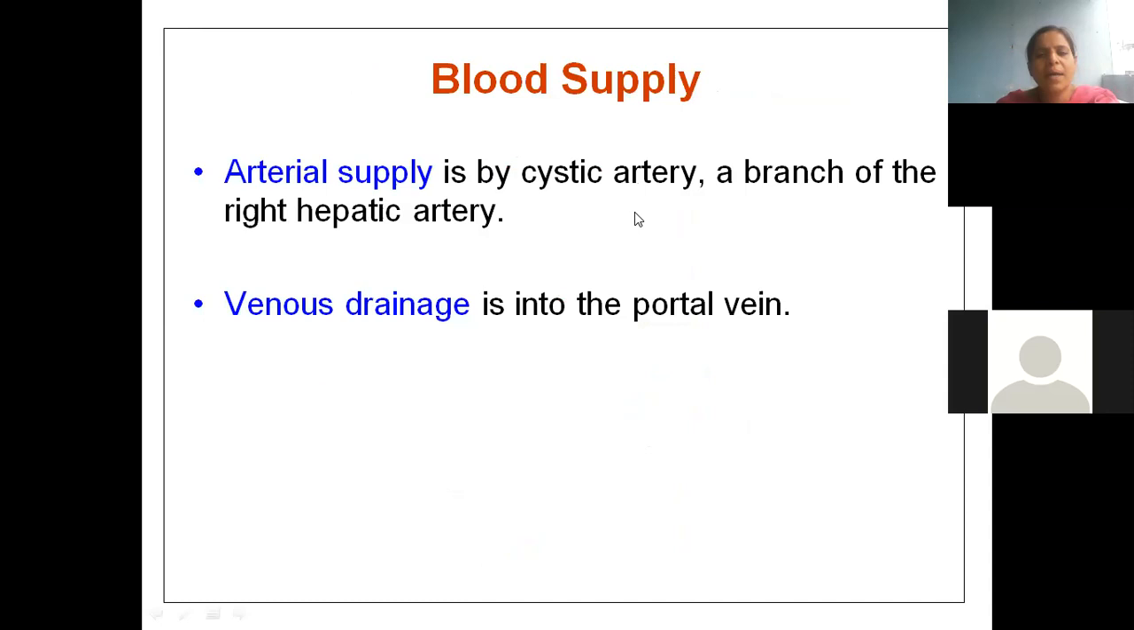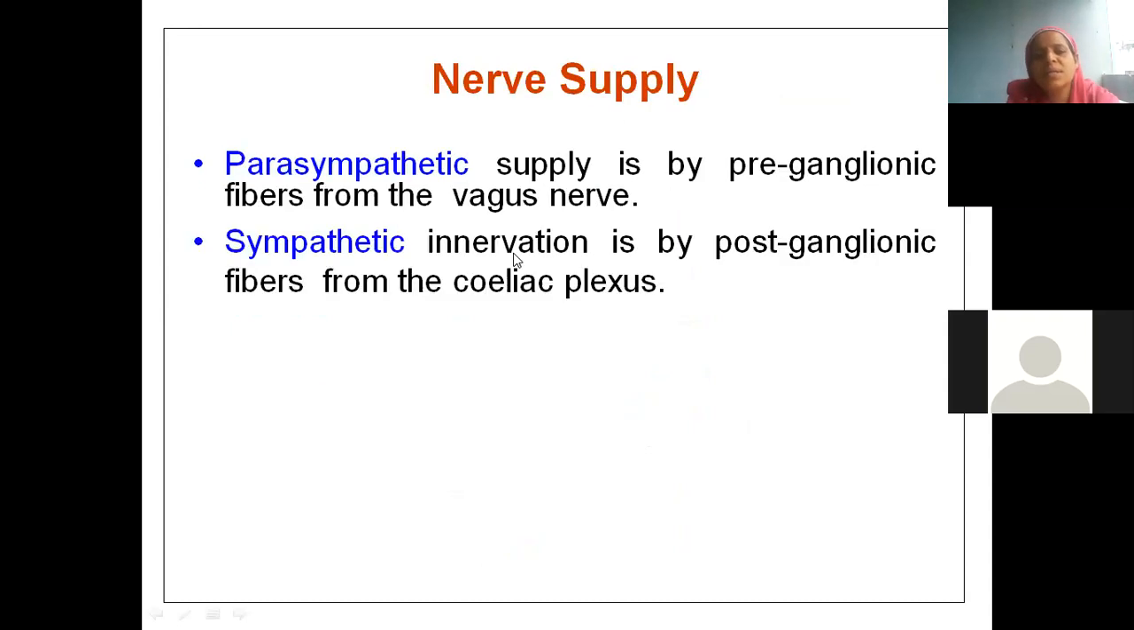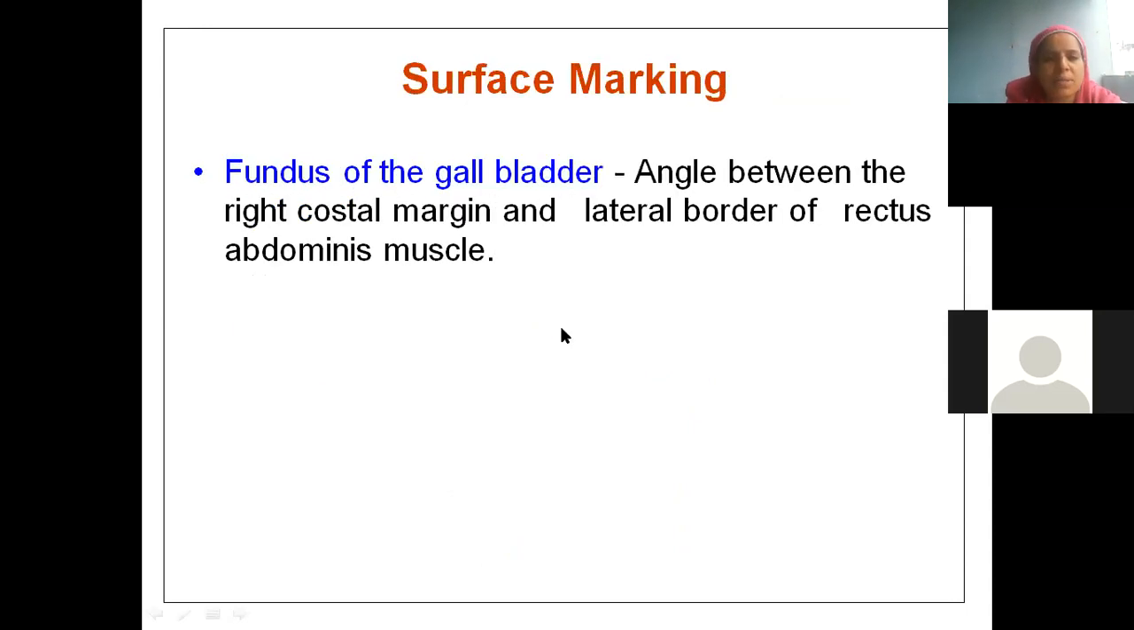Arterial supply: which artery comes? The cystic artery, which is a branch of the right hepatic artery. Venous drainage goes to the portal vein. Lymphatic drainage of the extrahepatic biliary apparatus drains into cystic nodes, hepatic nodes, and celiac nodes. Nerve supply: parasympathetic is the vagus, sympathetic is the celiac plexus. Only this much you write: parasympathetic vagus, sympathetic celiac plexus.